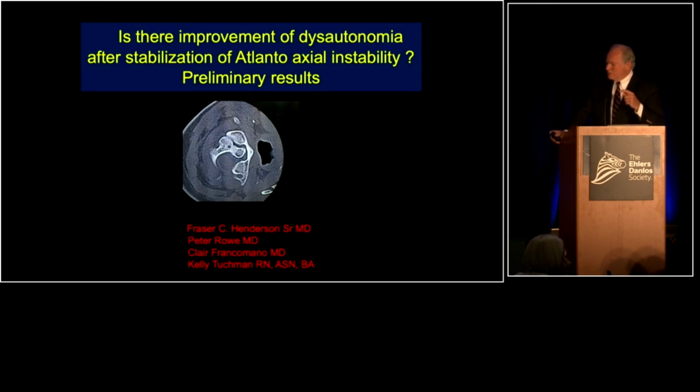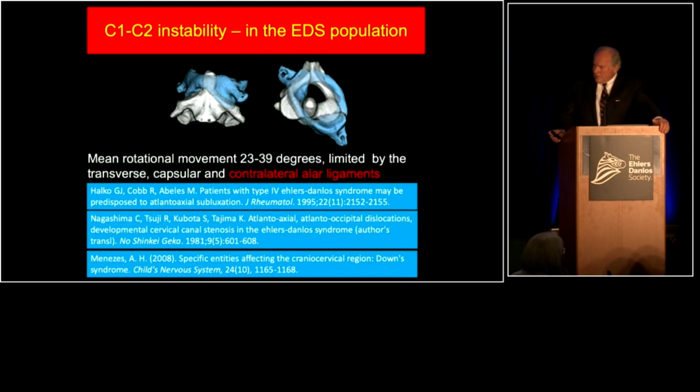And now I want to show you some more recent data where we're looking at improvement of dysautonomia after stabilization of C1, C2. And all of these patients had syncope and very bad dysautonomia. Now, these are only preliminary results because we did not have all the data in yet. I hope to have it in by the end of August. I'm doing this study with Peter Rowe and Clair Francomano.